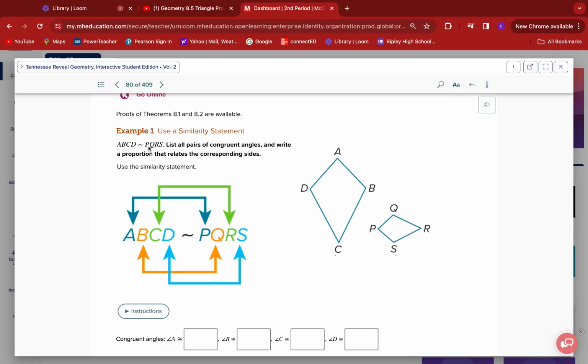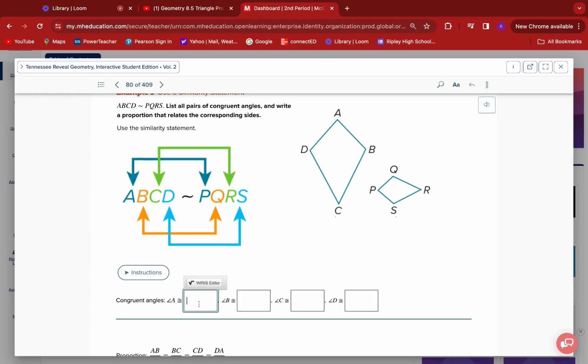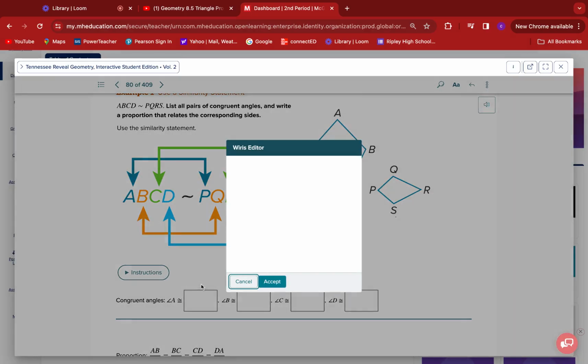So angle A and angle P are equal to each other. B, that's the second letter, is going to be matched up with Q. They are going to be equal angles. C is the third letter. R is the third letter. They are equal angles. And D is the fourth. S is the fourth. And they are going to match up D and S. Those angles are equal. So order matters, and that is how they are congruent to each other. So angle A is congruent to angle P because they're both first.